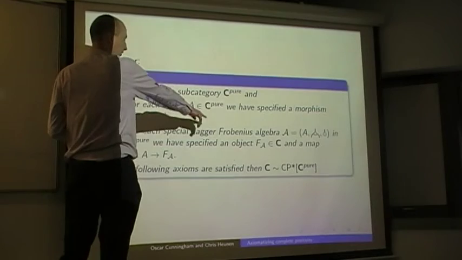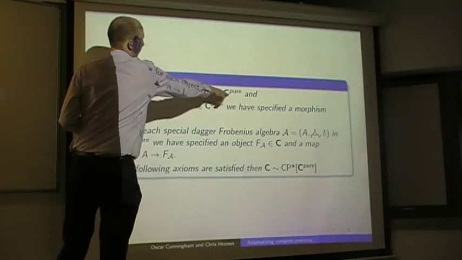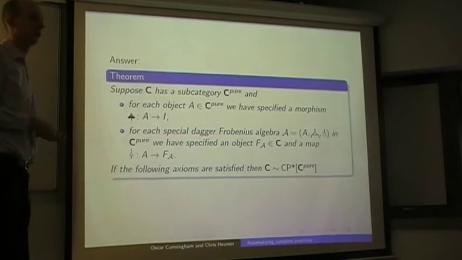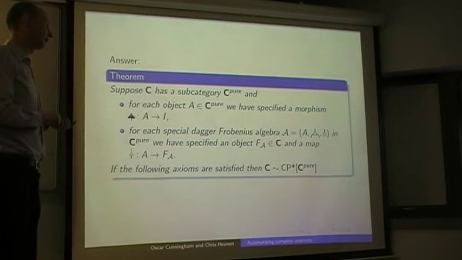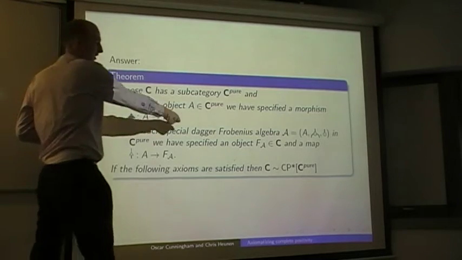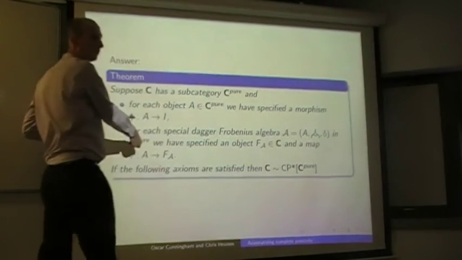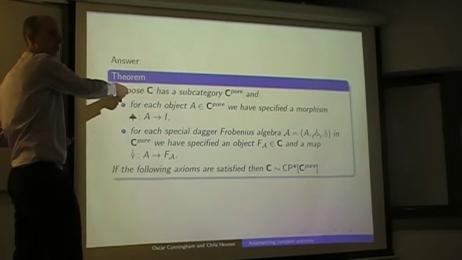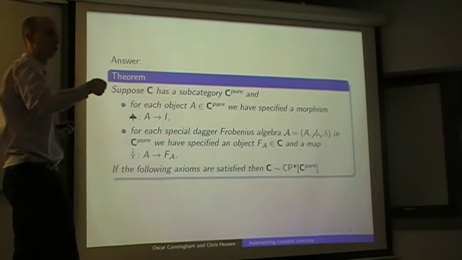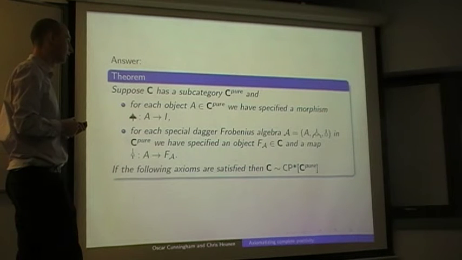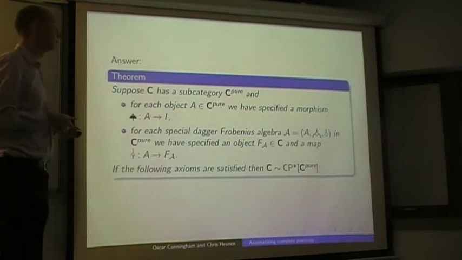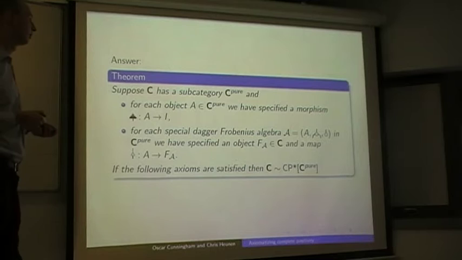So we've identified a subcategory C pure in our category, which is the one we want to be CP star. And then for each Frobenius algebra in C pure, we have to identify an object in our big category, which we think is the one corresponding to that C star algebra. I just want to know what's the right way to do it in the most familiar example.